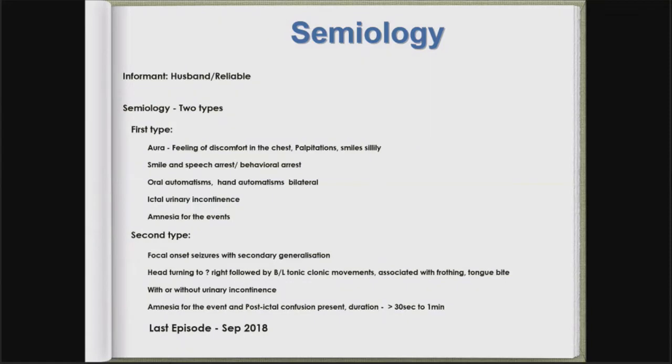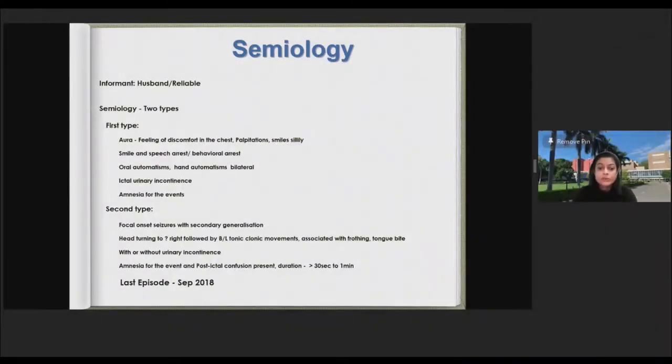The second event had never been witnessed by her husband and had happened only at her maternal home, where she would have this aura. The parents did not recollect because the last such event was in 2018. Which side the head would go to, they were not sure, whether right or left, and it was followed by generalization. However, as the number of anti-seizure drugs increased from 2 to 3, these generalized episodes did not occur ever since 2018. The parents say that postictally, after the generalized episode, she used to be confused, and this used to last for more than a minute. So these were the two seizure types she had.